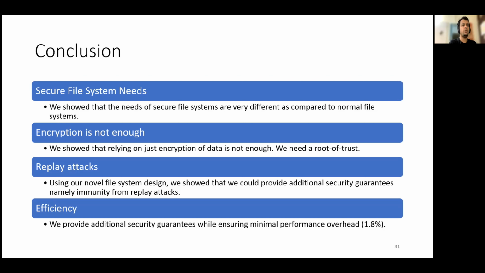This results in a nominal performance overhead of 1.8% over the current state of the art, while improving on the security guarantees.